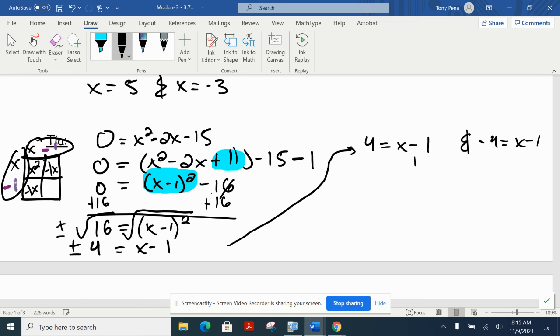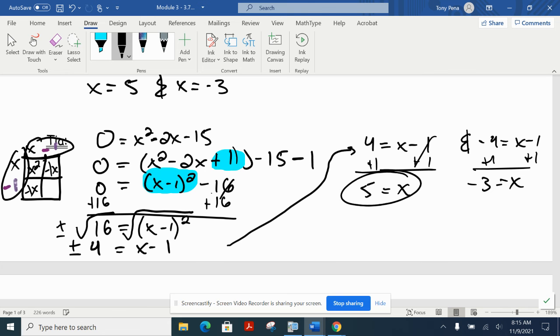If I now solve each of these, add that 1 over, that's going to give you your 5 that we know we're supposed to be getting. If I add 1 over right here, that will give us the negative 3 that we know we are supposed to be getting. Okay? That is completing the square and then having to use your square roots to go through that process and solve.